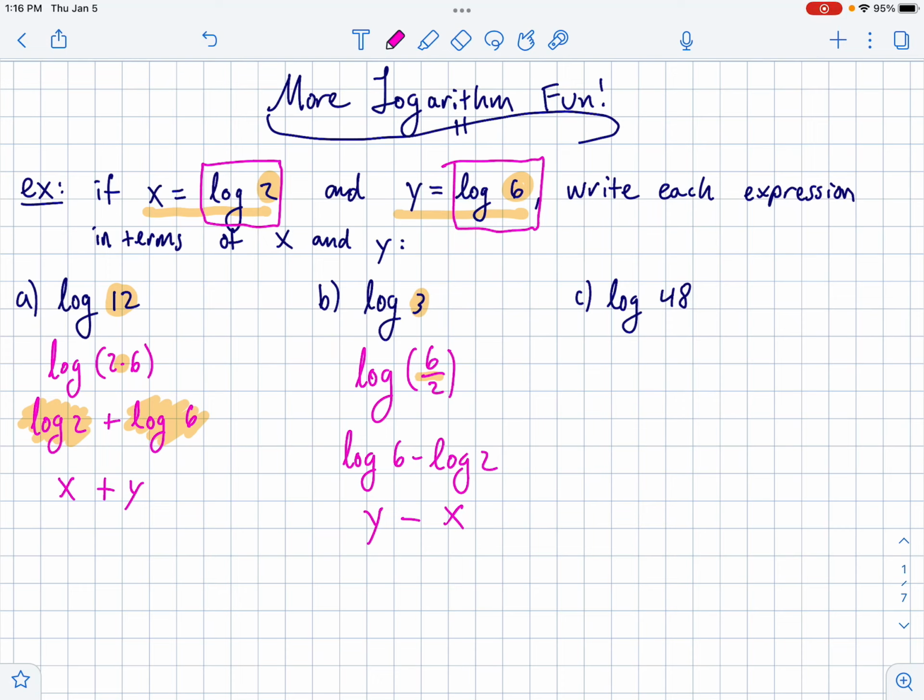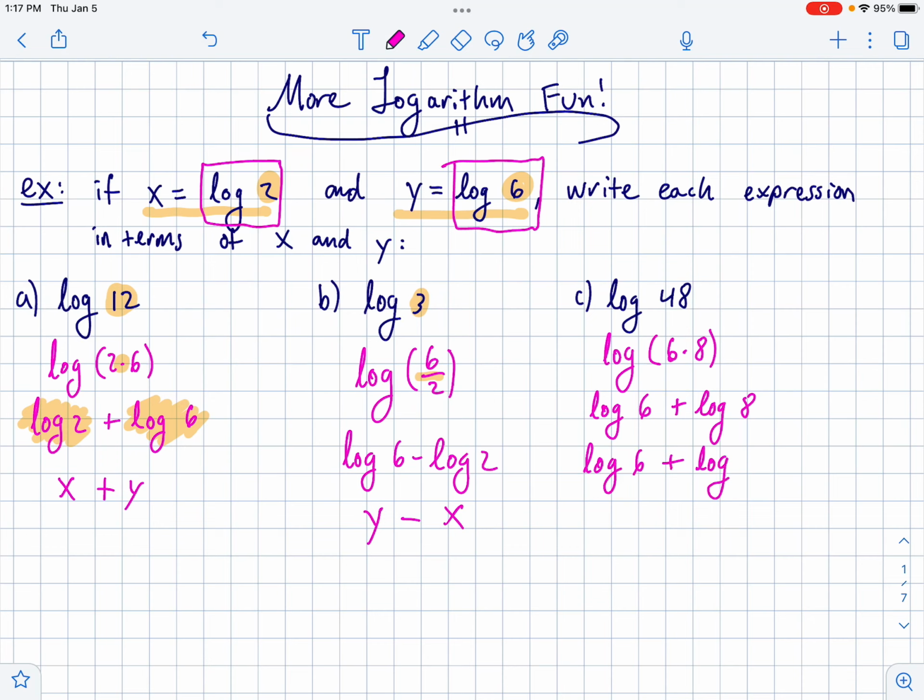Now, for log 48, it's a little bit trickier. The first step is you can break this apart. You can get a 6 out of it. You can do 6 times 8 to get 48. So you can break that apart into log 6 plus log 8. But then you might look at log 8 and be like, how do I write that in terms of 2's and 6's? Well, it's a little bit tricky, but 8 is a power of 2.